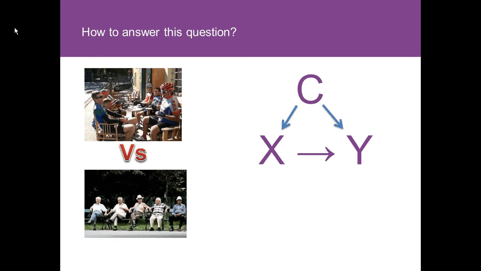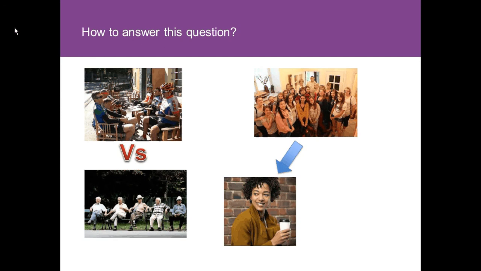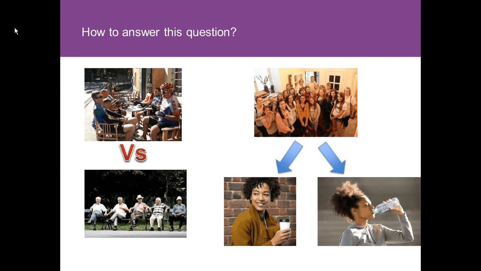So a better approach might be to recruit a group of people, say about 20 people, and give them an equal chance of being randomly allocated to either a coffee drinking group or a water drinking group, and then see if they go and run 100 meters faster under those conditions.